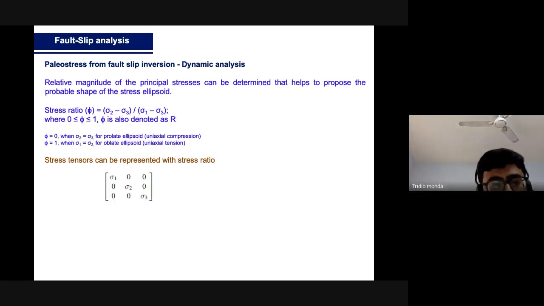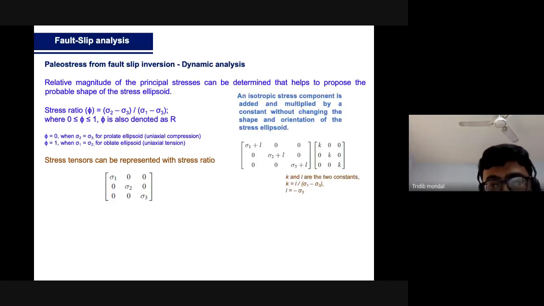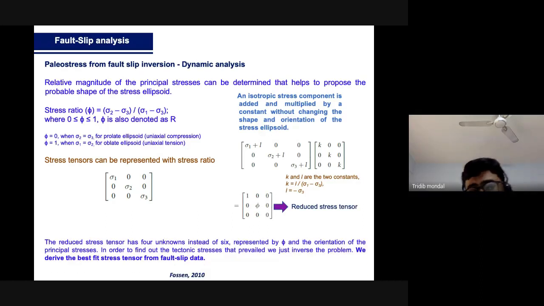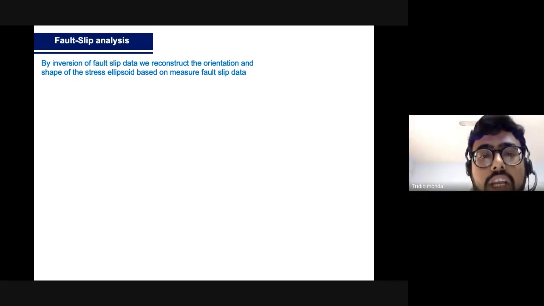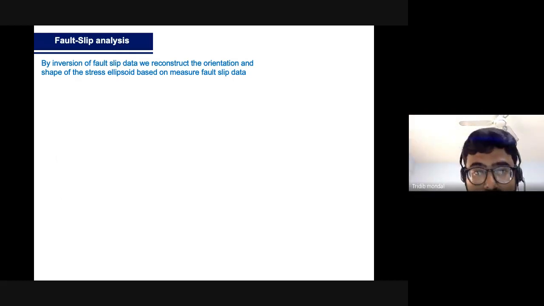Here, the reduced stress tensors are obtained. In this reduced stress tensor, we have 4 unknowns instead of 6, and it is represented by phi, the stress ratio, which is defined as (sigma 2 minus sigma 3) by (sigma 1 minus sigma 3). By inversion of the fault data, we reconstruct the orientation and the shape of the stress ellipsoid based on measured fault slip data.